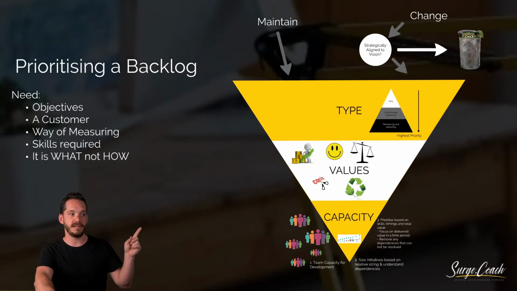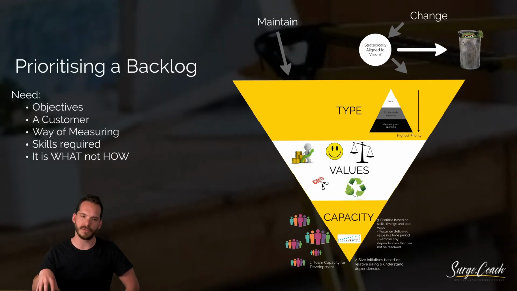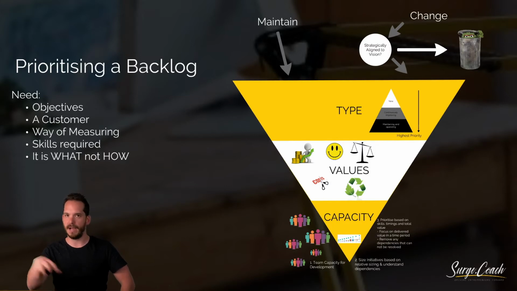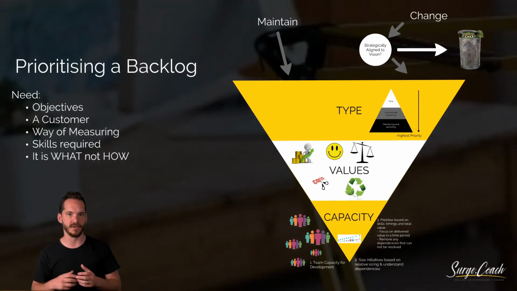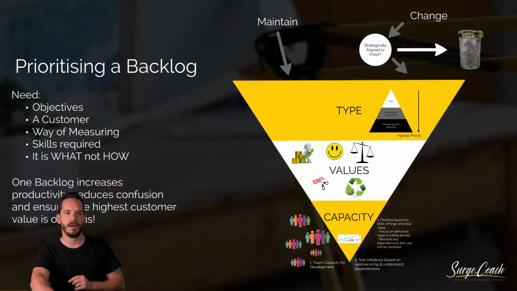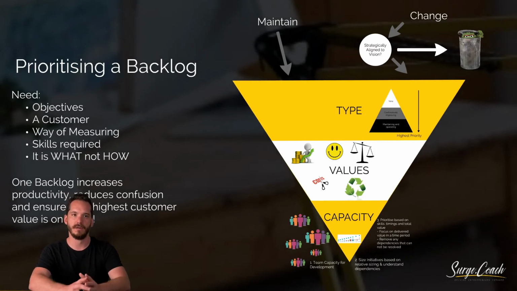You need objectives, a customer, a way of measuring, skills required. We're talking about what the problem is now, not how they're going to solve it, right? Or from a strategy point of view, this is all the hows, not in what way they're going to solve it. So, sorry, a little bit of complication there. You want one backlog. It increases productivity, it reduces confusion, and ensures the highest customer value is the focus.